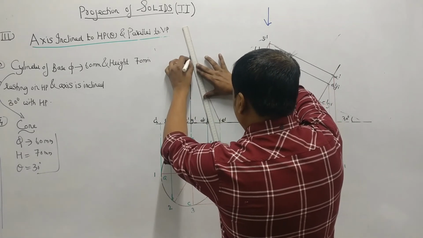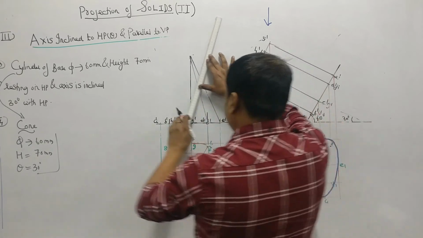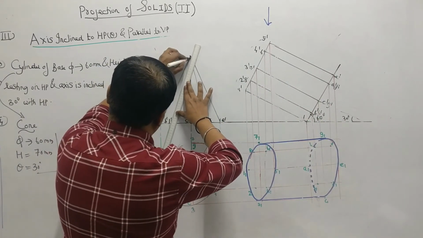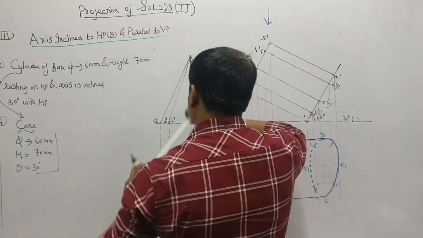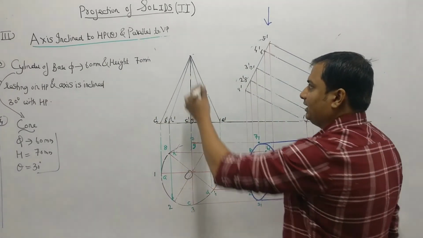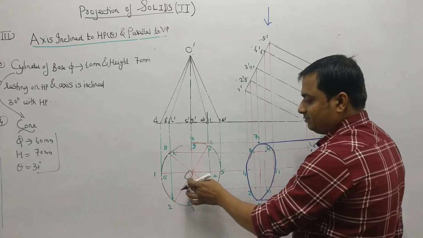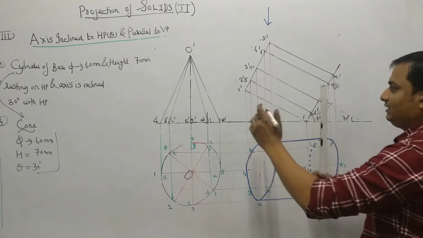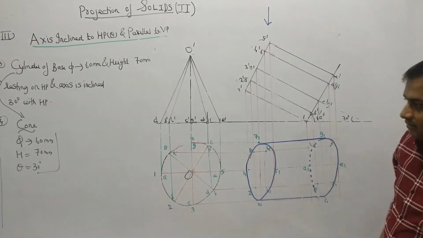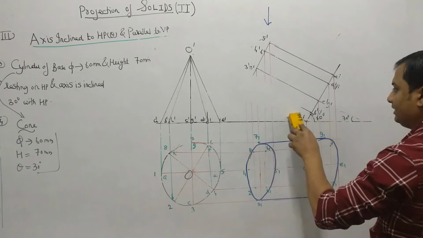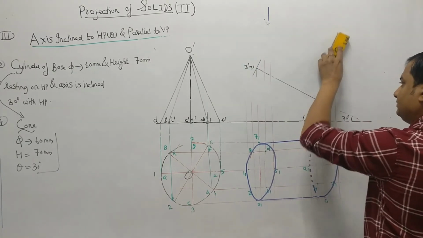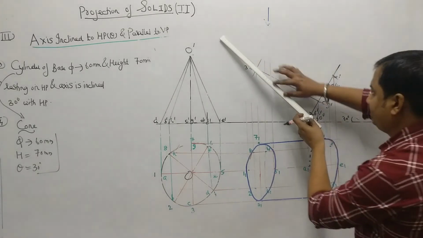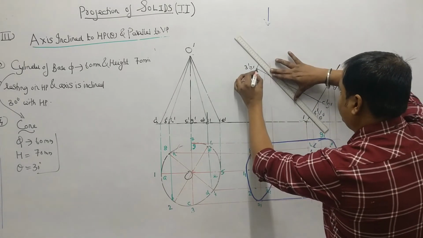So the front view will be a triangle like this. Again, I am making it here only, but we have to make it separately. I am just making it for understanding purposes, to show how the cone is going to look. So this is my top view centroid and this is my front view vertex. When I tilt this triangle, I will get this triangle turned like this. Again, I will be making it here only, but we have to make it separately in a perfect manner.